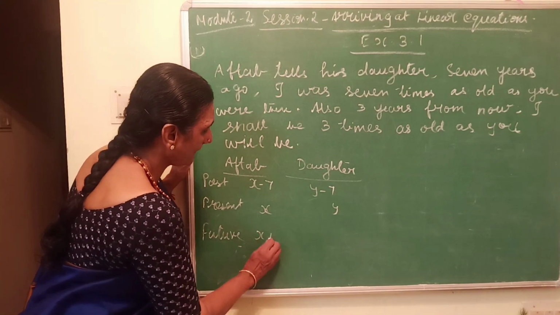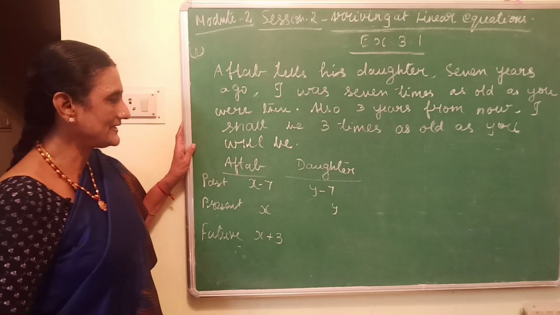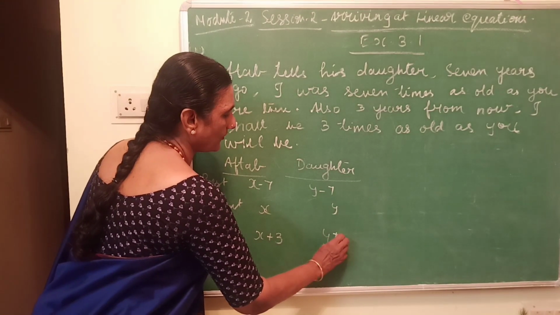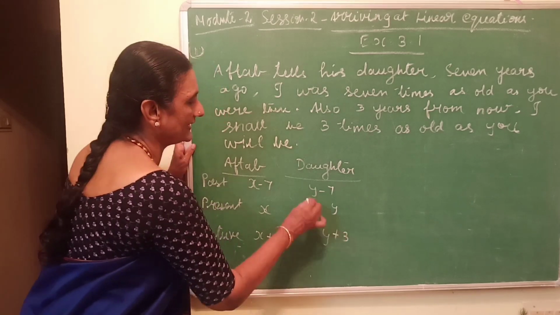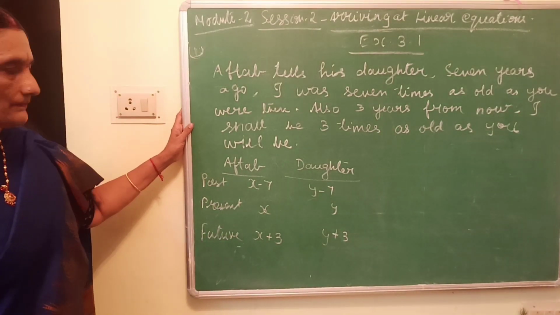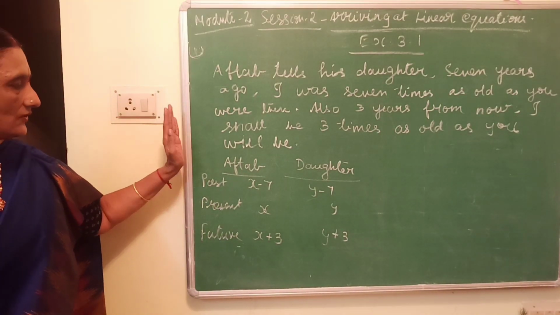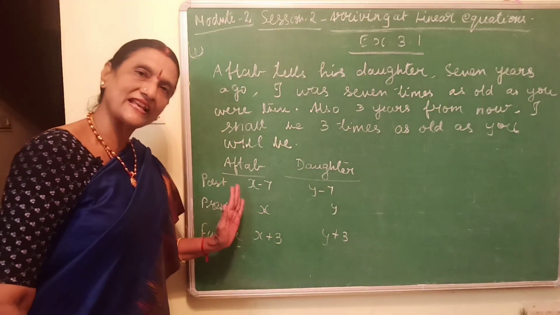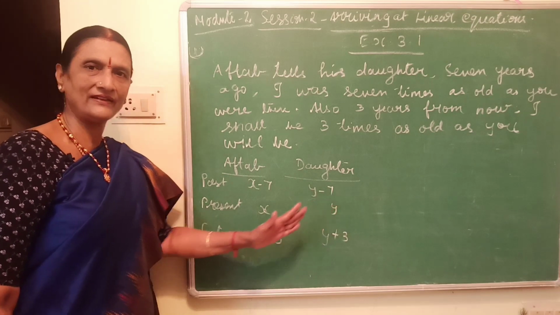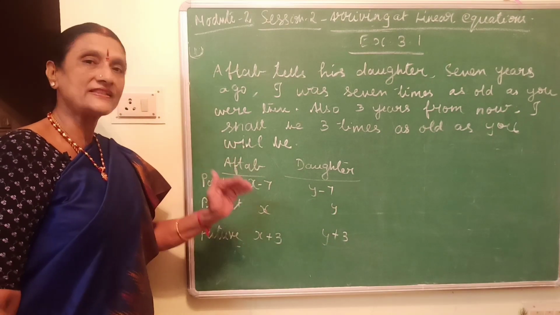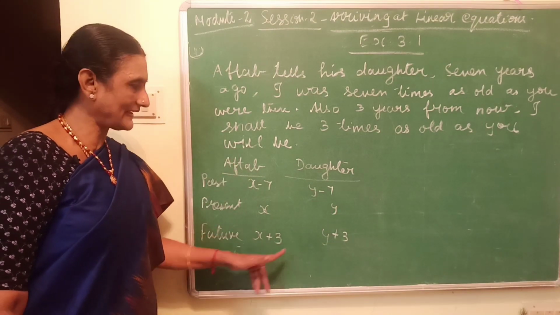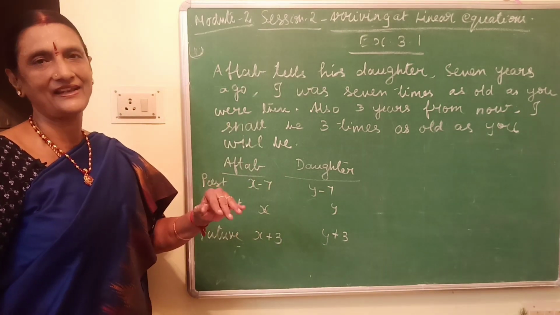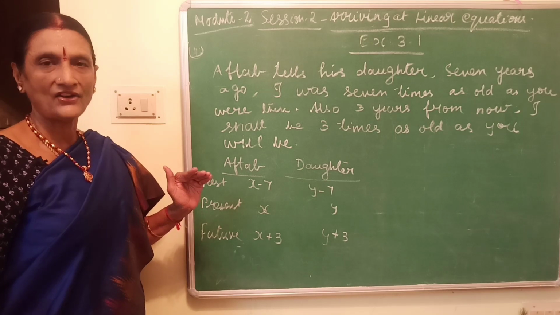Right? Now, future, 3 years from now. So after 3 years, father's age will be X plus 3. Daughter's age is Y plus 3. So this is the first step you have to do. Have you understood? So present age is taken to be X and Y. Past age is X minus 7 and Y minus 7. And future age is taken to be X plus 3 and Y plus 3 because before 7 years and after 3 years are considered. Are you understanding?